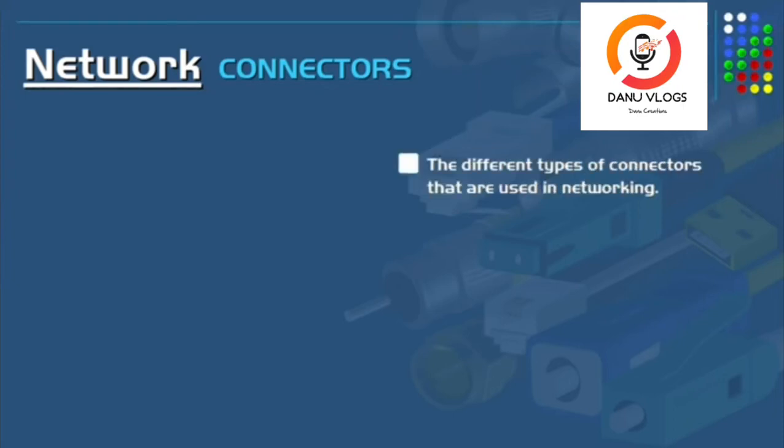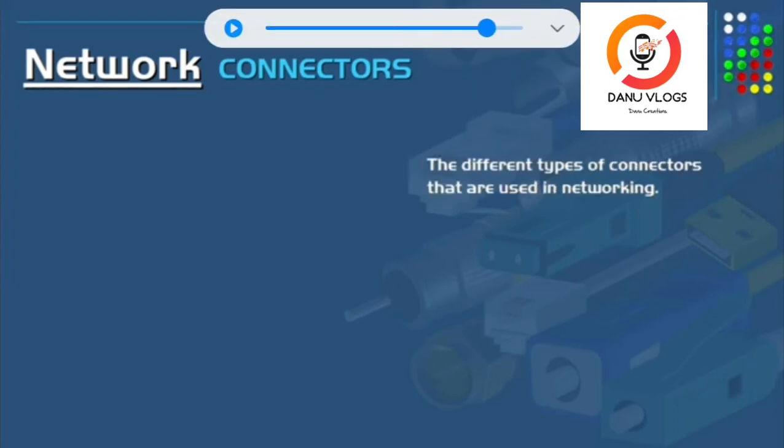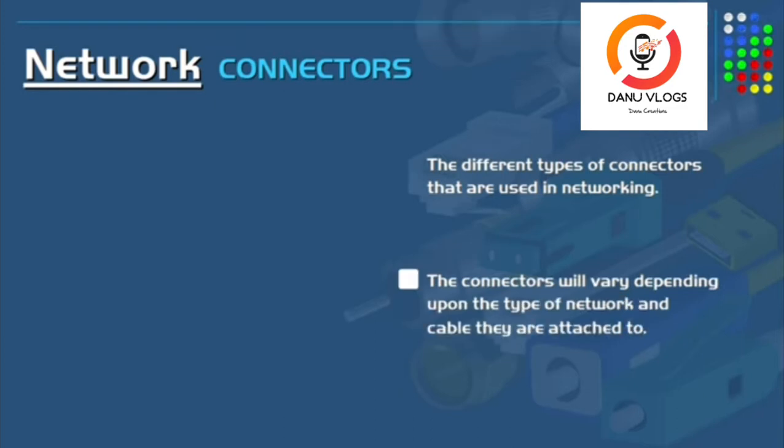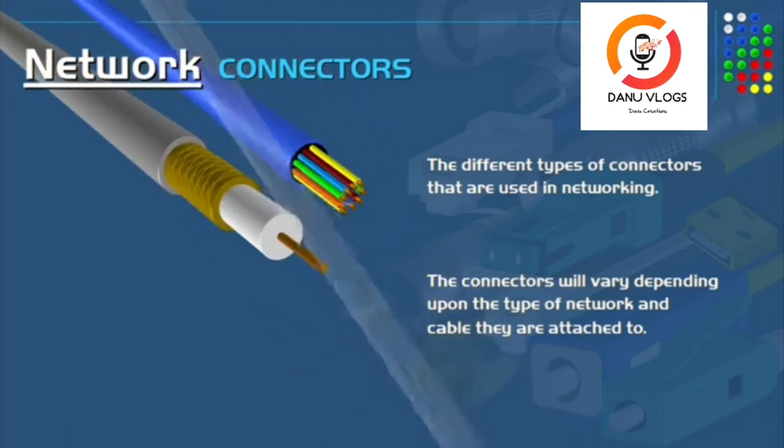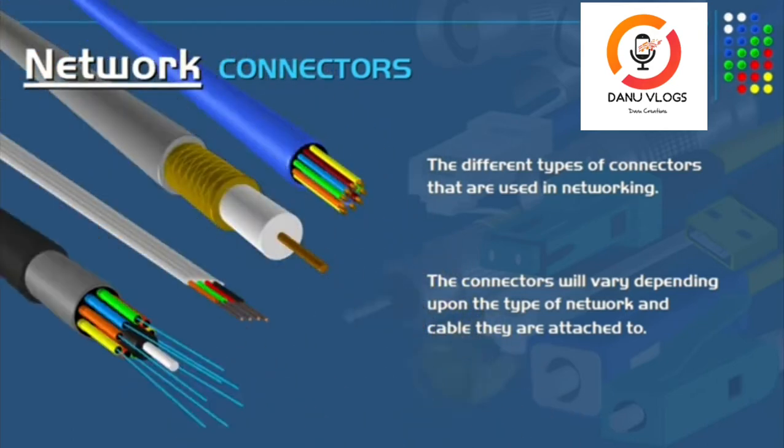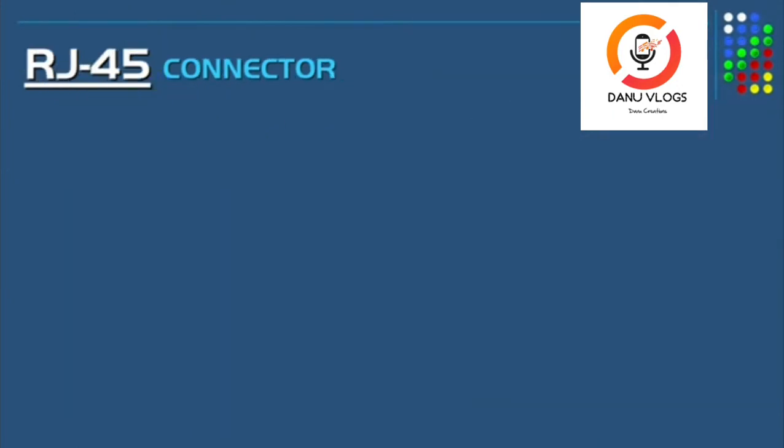Talk about the different types of connectors that are used in networking. And these connectors will vary depending upon the type of network and the cable that they are attached to, whether that cable is twisted pair, coaxial, telephone, or fiber optic. And the first one we're going to talk about is the RJ45.